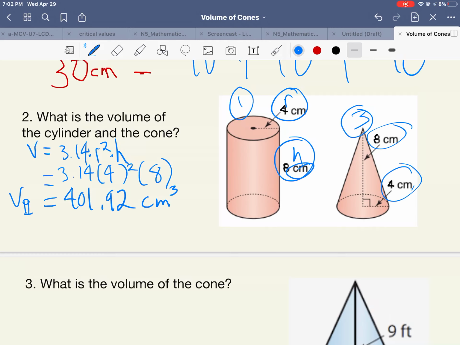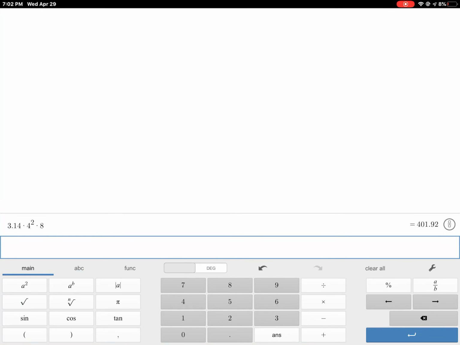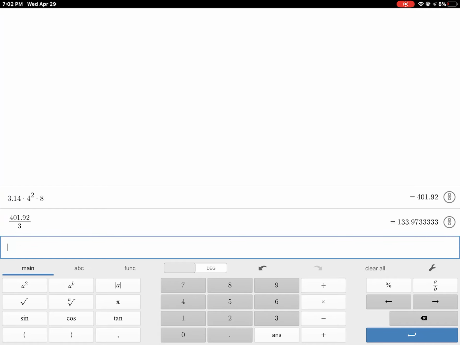So how do I get the volume of the cone now? Is it bigger or smaller than the cylinder? Well, it's a lot smaller. 3 of them fit in. So I just take the volume here and I divide by 3. 401.92 divided by 3 equals, and I'll go back to the calculator, 401.92 divided by 3. And that is 133.97.